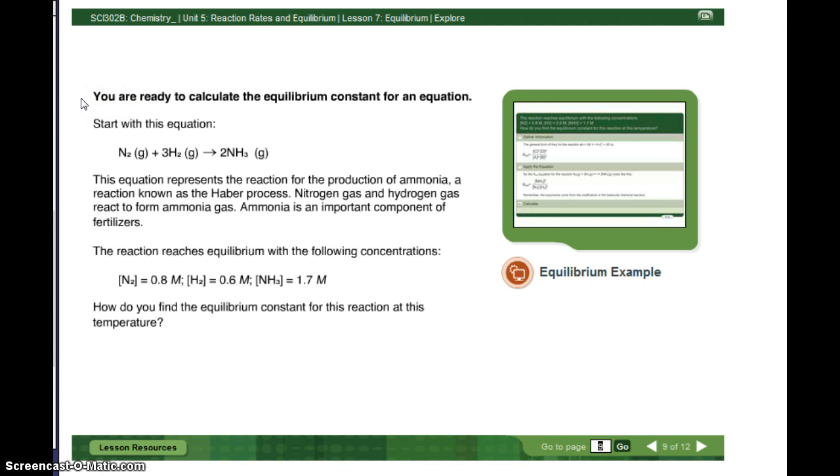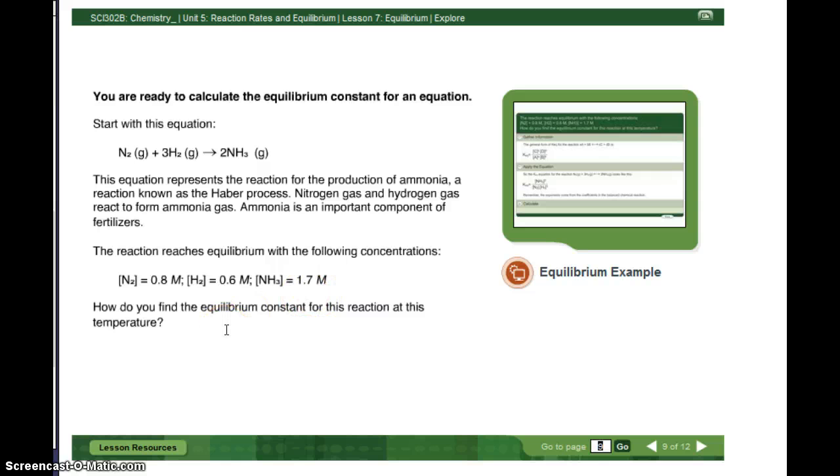You are ready to calculate the equilibrium constant for an equation. Start with this equation: N2 plus 3H2 yields 2NH3. This equation represents the reaction for the production of ammonia, a reaction known as the Haber process. Nitrogen gas and hydrogen gas react to form ammonia gas. Ammonia is an important component of fertilizers. The reaction reaches equilibrium with the following concentrations. For N2, there is 0.8 molar. For H2, there's 0.6 molar. For NH3, there is 1.7 molar.